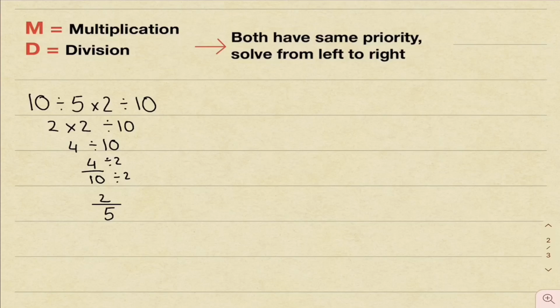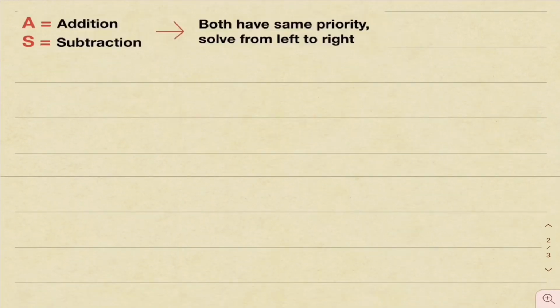So remember, anytime you have an expression with division and multiplication, they both have the same priority. You just have to start from left to right in order to get the correct answer. Now the last order of operation is addition and subtraction. Same as the multiplication and division, addition and subtraction, they both have the same priority. So you have to solve from left to right.